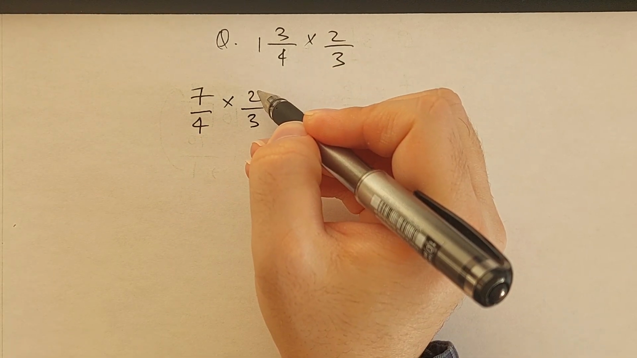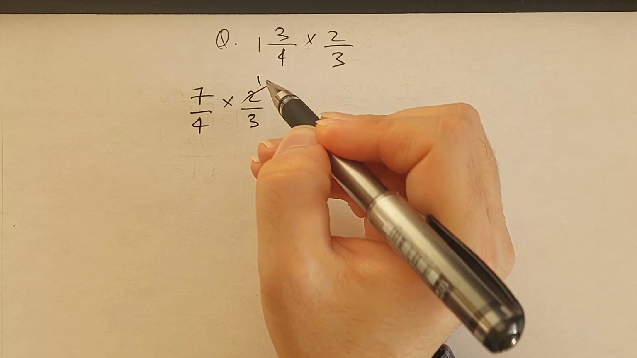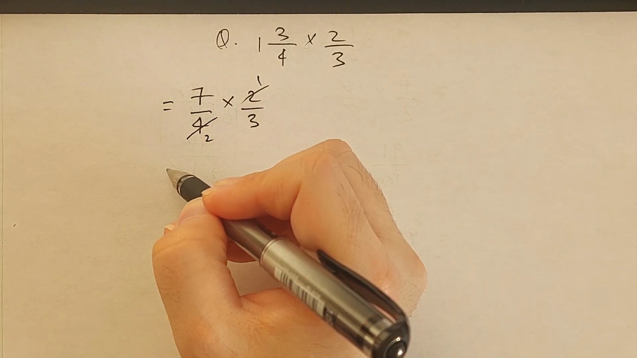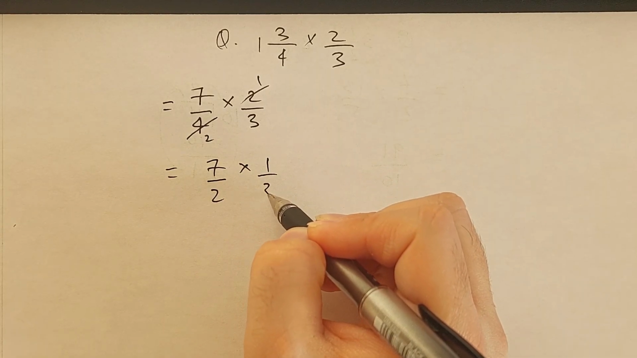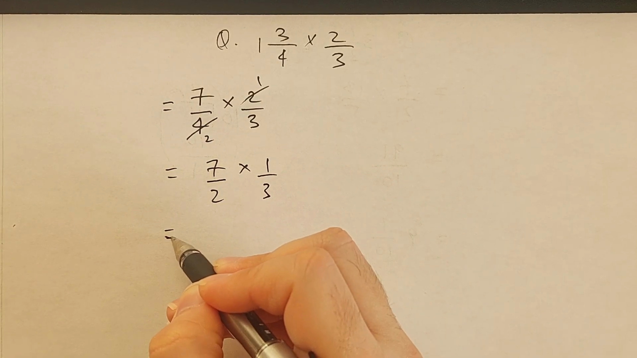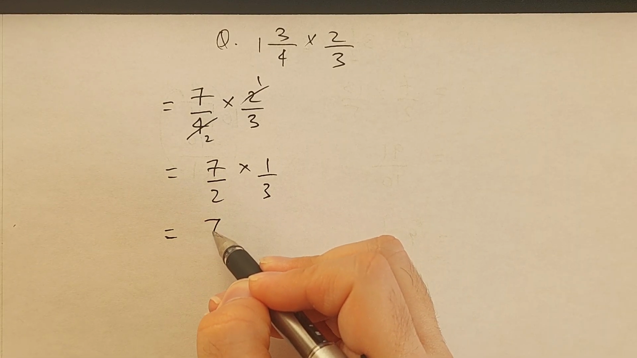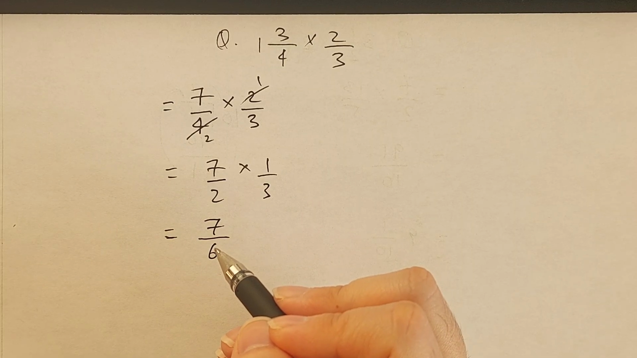4 is a multiple of 2, so we divide both 4 and 2 by 2. 2 divided by 2 is 1. 4 divided by 2 is 2. This gives us 7 by 2 times 1 by 3, and this is equal to, we multiply the numerators together and the denominators, so this is 7 divided by 6.